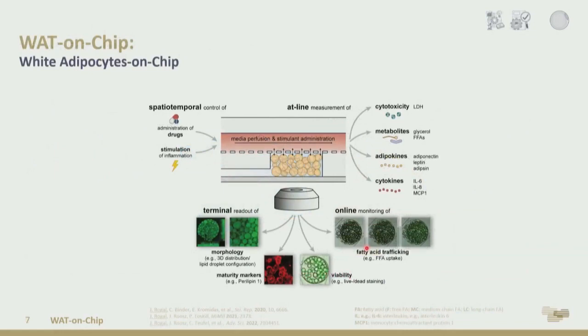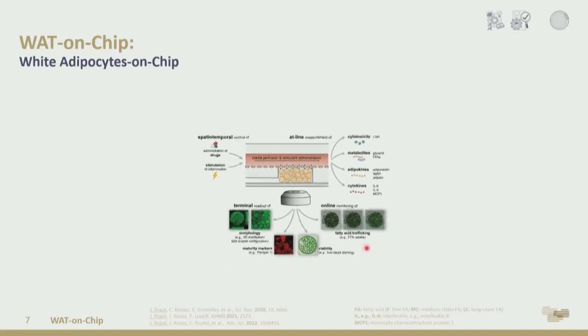So the white adipocytes are the main cell type in white adipose tissue, and therefore we ran a set of experiments directed towards the applicability and suitability of our platform to specifically accommodate white adipocytes. And I will share some of the key findings of this set of experiments now.